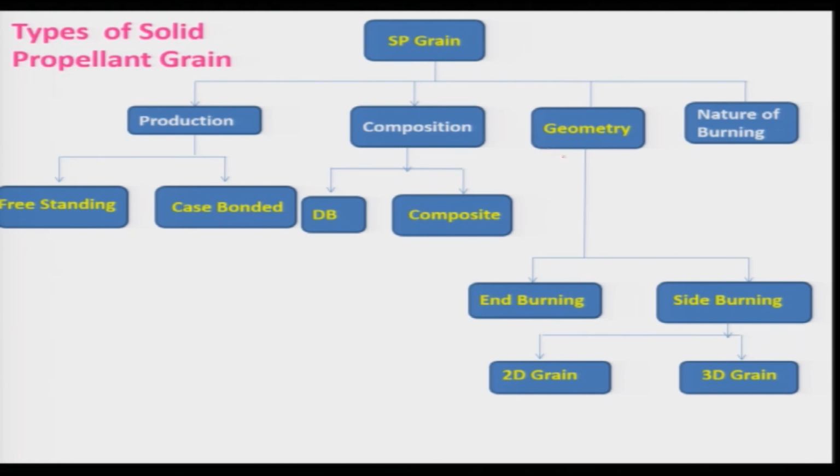And of course, in the last lecture we concentrated more on the geometry. One is the end burning grain and the other is the side burning grain. As I told earlier, in the end burning grain the regression of the propellant will be moving along the longitudinal direction. In the side burning grain, the regression of the propellant will be moving along the radial direction. And side burning can be divided into 2 categories. One is the 2-dimensional grain and the other is the 3-dimensional grain.